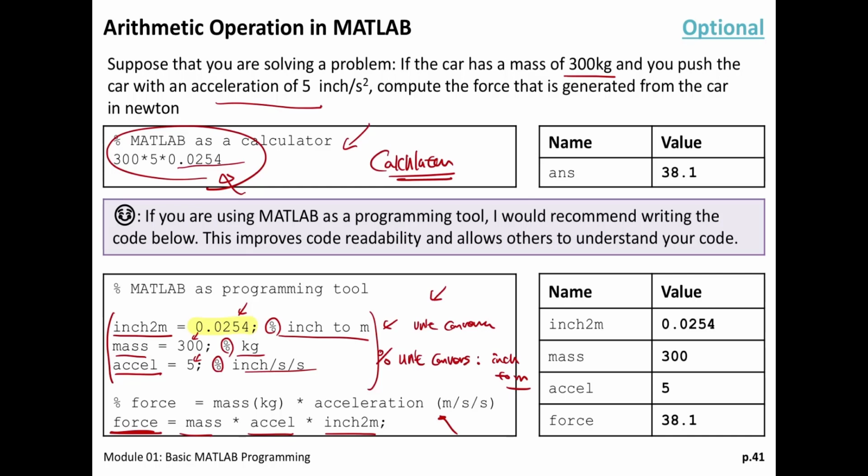Okay? What do you think? This second code is much more readable, right? And it also allows others to understand your code. If you give this code to others, they don't understand, right? But if you show this script to others, they can understand what you did. At some point you make a mistake, let's say inch to meter becomes meter to inch. If you use meter to inch here, you can easily find the error, or other people can easily find your error, okay?